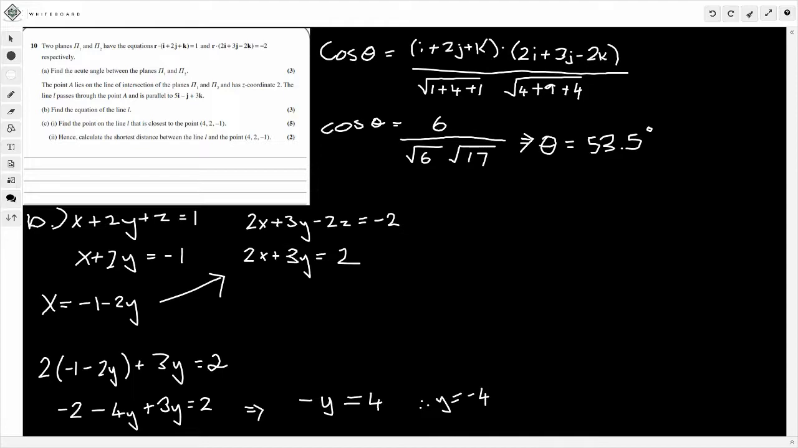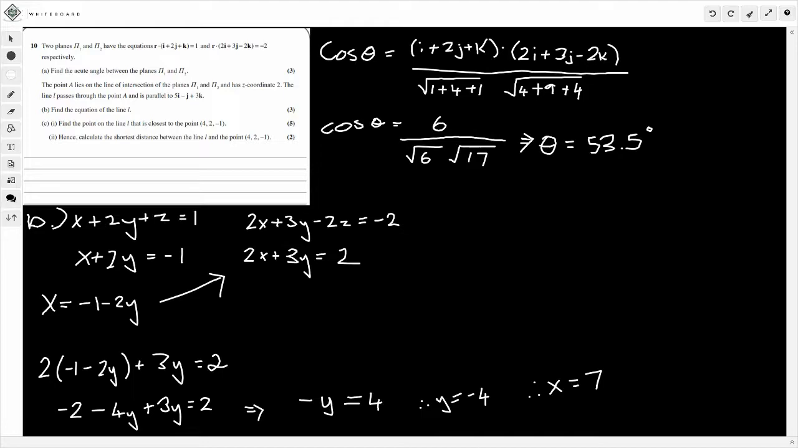Now we need to obtain the next value. But we've done all the hard work, we've got the y value. All we need to do is sub this back into here now, for our x value. So therefore, x will be minus 1 minus 2 lots of minus 4. So we're going to get here that x is equal to 7 once you simplify that correctly. So we're nearly there. We've just got to get the equation now.